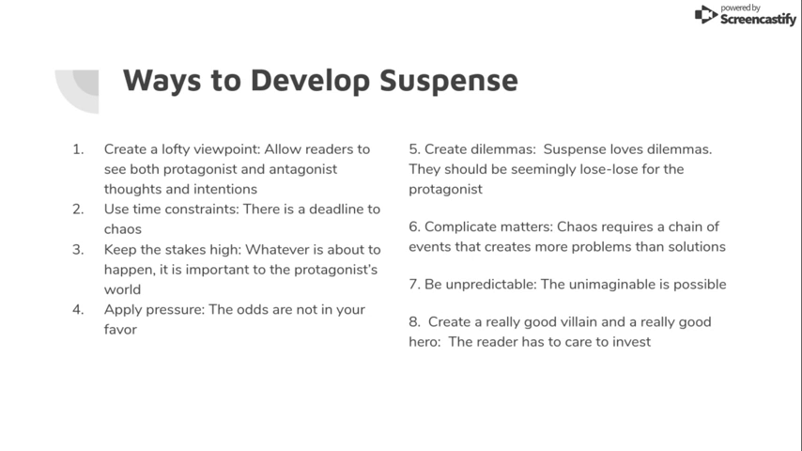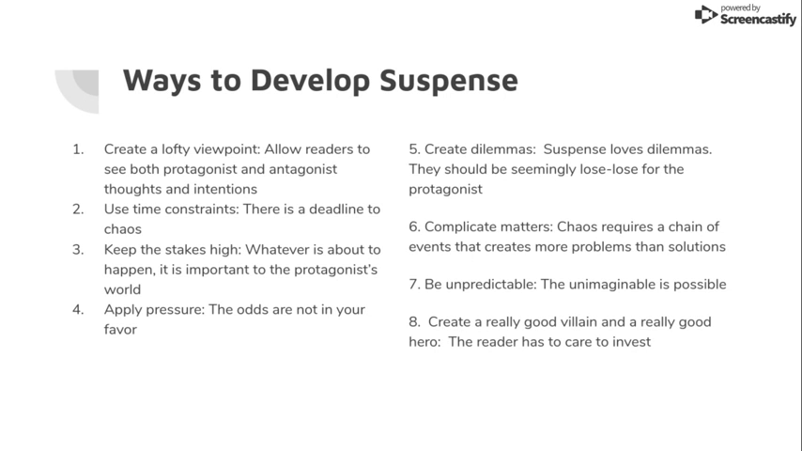6, complicate matters. Chaos requires a chain of events that creates more problems than solutions. Jurassic Park, my favorite book, has a ton of these. So it's not just that the dinosaurs are escaping the island, but the dinosaurs have found a way around their lysine deficiency so they can survive off the island. But it's not just that, because the dinosaurs have been breeding and the computers didn't catch that. And it's not just that, but now they've escaped. We just keep compounding things, add more and more and more.